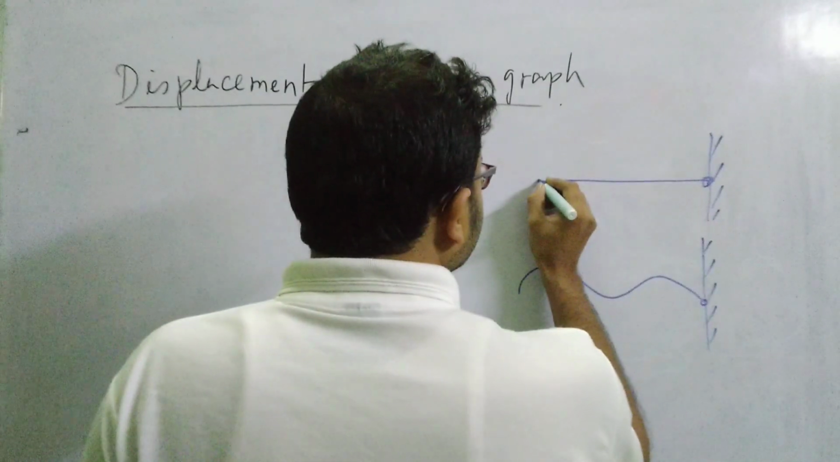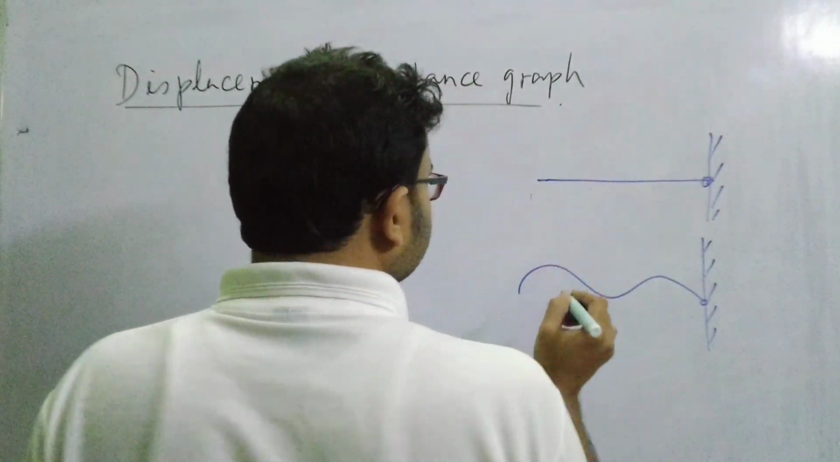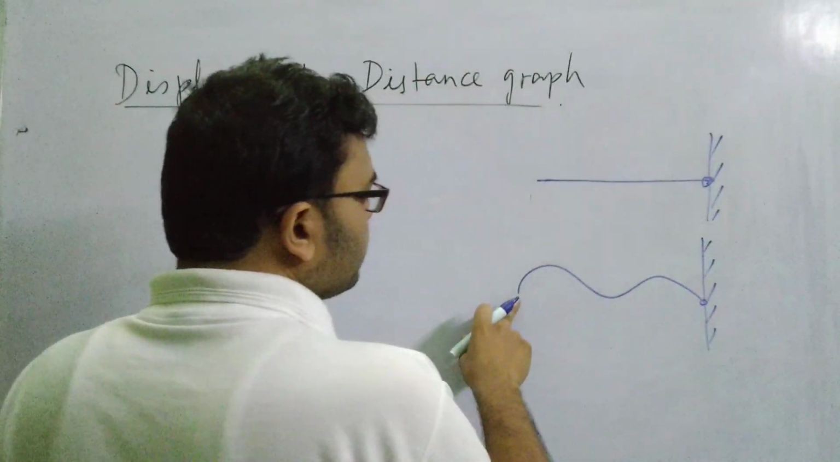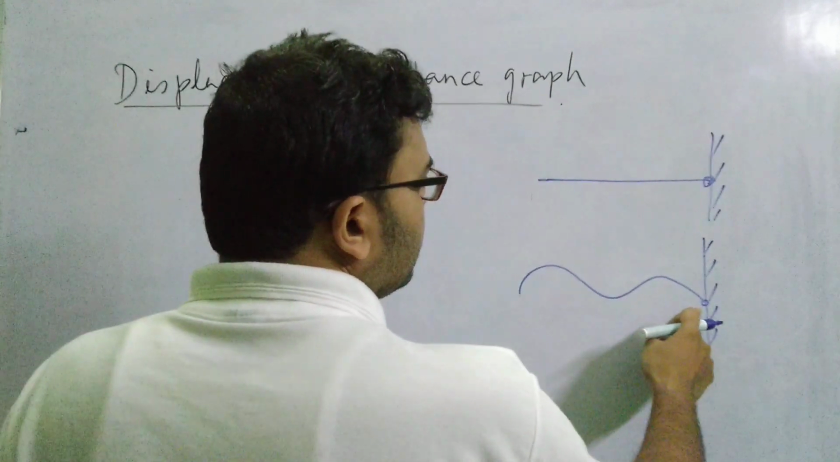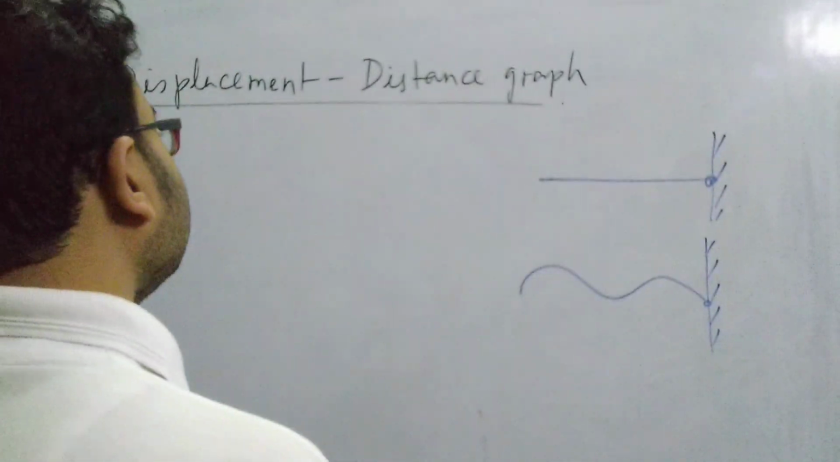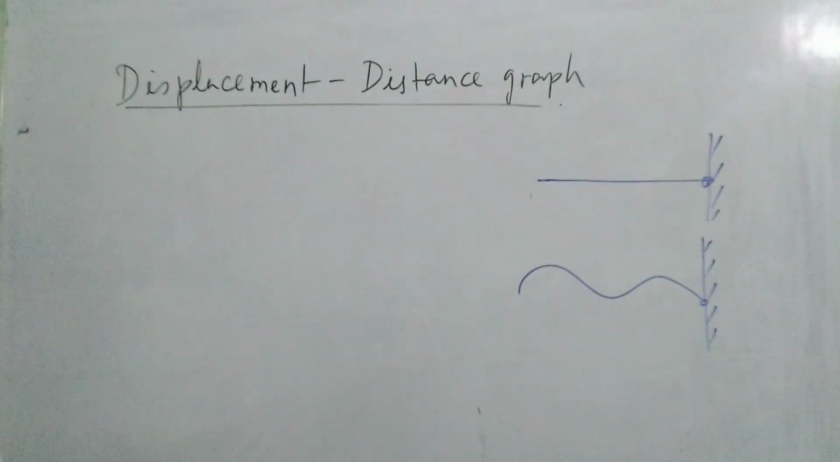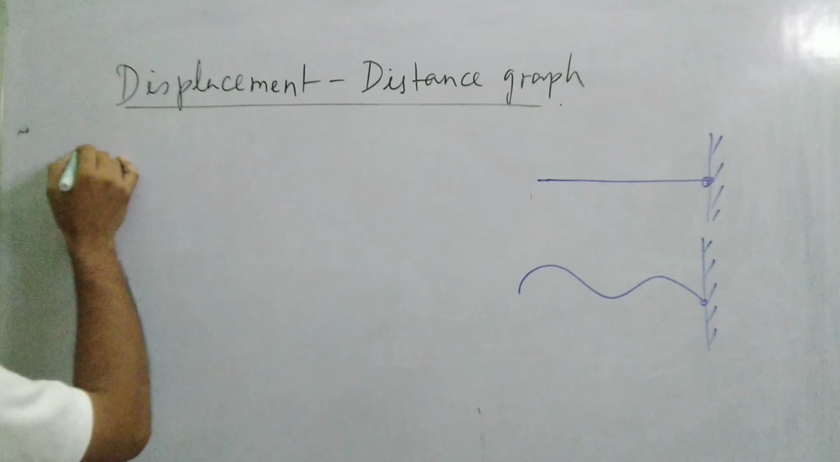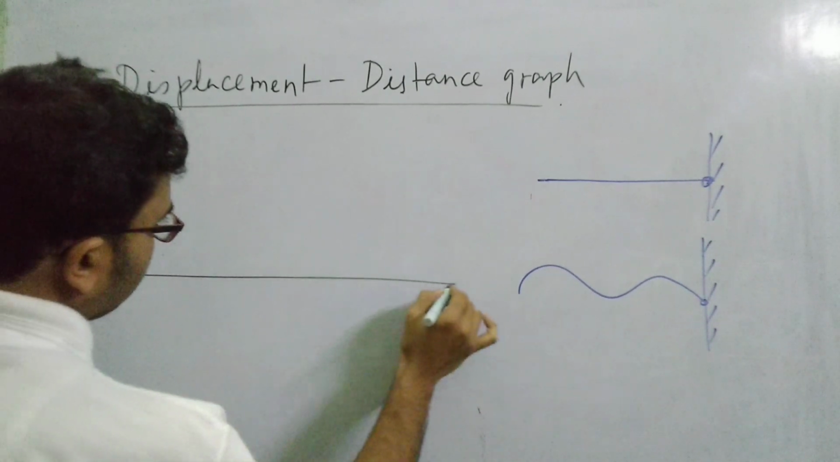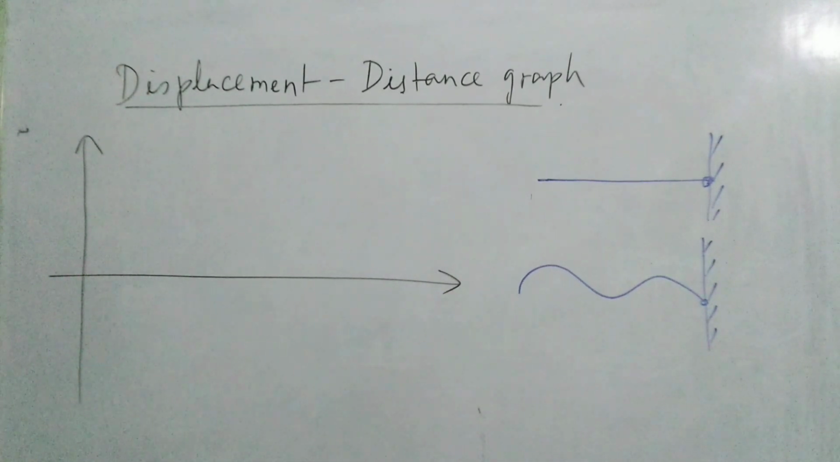If we plot the position of the individual points on the string or rope with respect to the distance from the point where the string has been attached firmly to the support, we get the displacement distance graph. You will be quite surprised that if we plot this graph, displacement versus distance, the curve is similar to the previous graph, that is the displacement time graph.